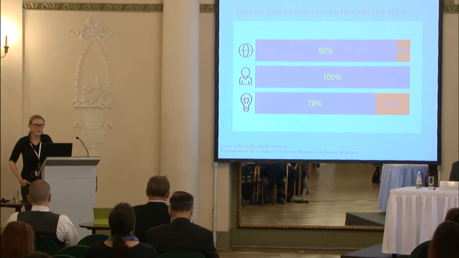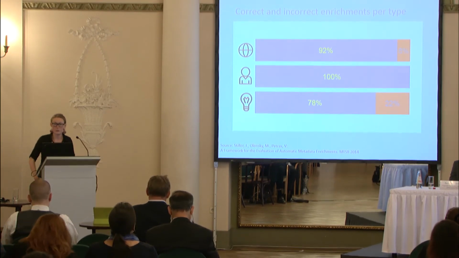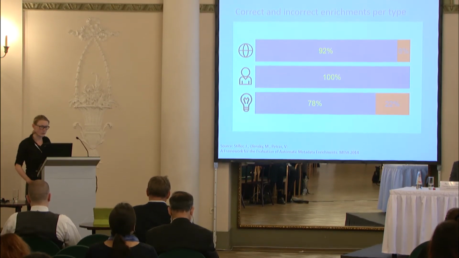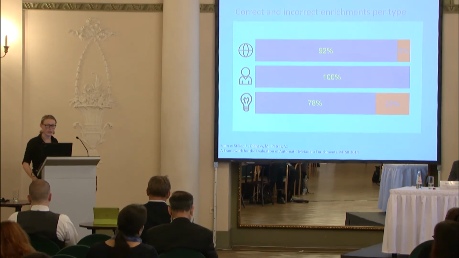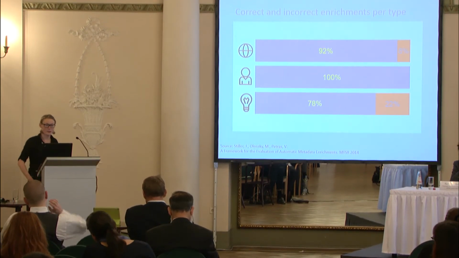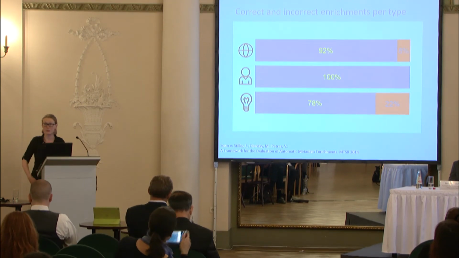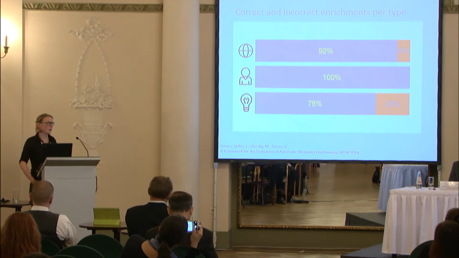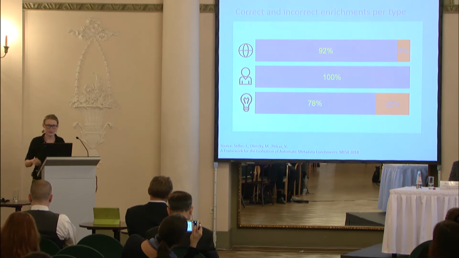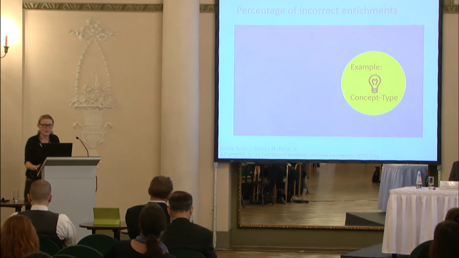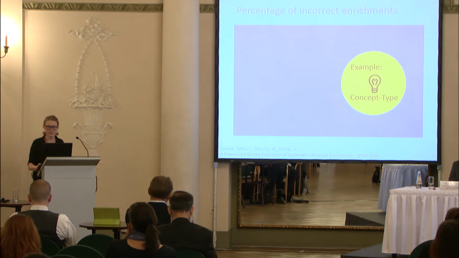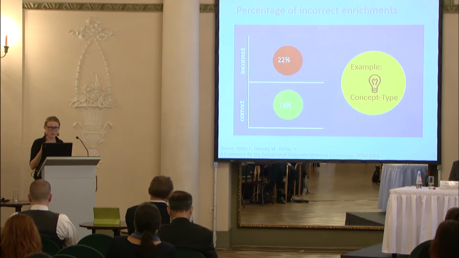And here you can see the correct and incorrect enrichments per type, which I was explaining before. So for the geographic locations, the persons, and the concepts. If we take the concepts again, then you can see that for 22% of the enrichments which were found, they were actually incorrect. If we take this example again and just look at it from a different view, I said 22% is incorrect, 78% is correct.